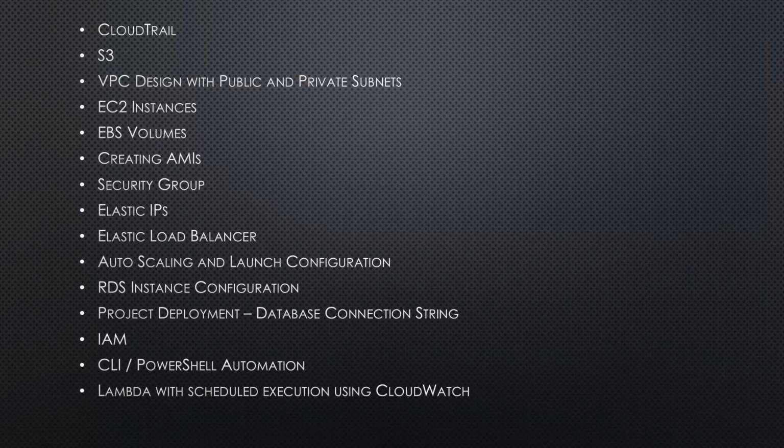In this demo, I will start with enabling CloudTrail logs for audit purpose. I will use S3 to create a new bucket for storing the log files. We will create a custom VPC in one of the regions with public and private subnets. We will use two different availability zones here.